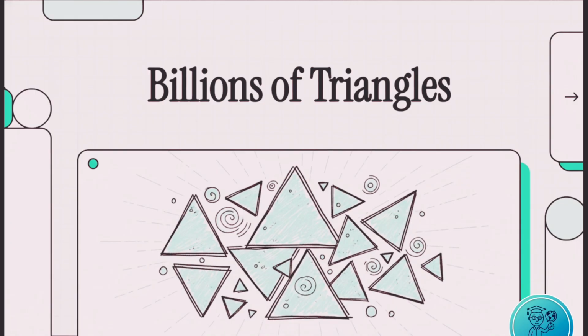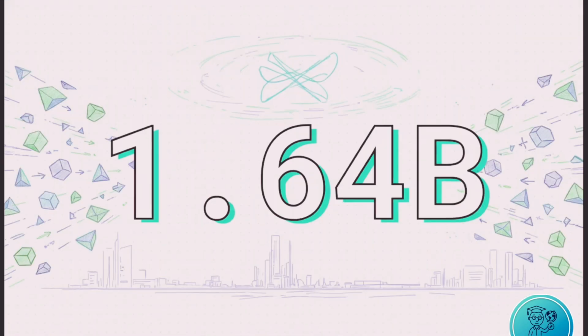Well, that level of realism requires an absolutely mind-bending amount of geometry. We're talking about scenes constructed from literally billions of individual polygons. But how does your computer actually process all of that visual data in a fraction of a second? Let's find out. Let's start with a number, a massive one.